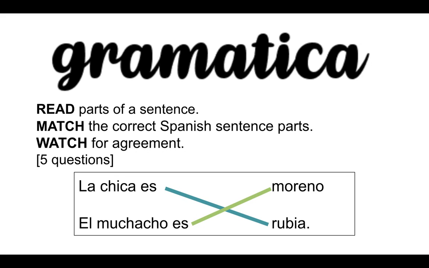On the left-hand side, you have the beginning of a sentence, and on the right-hand side, you have the ending. We have la chica es and el muchacho es. Then we have moreno and rubia. You wouldn't want to choose moreno to agree with la chica because moreno is the masculine form. It must match with muchacho. And you wouldn't want to choose rubia for muchacho because that is the feminine form, and that is why it is matched with la chica es rubia.